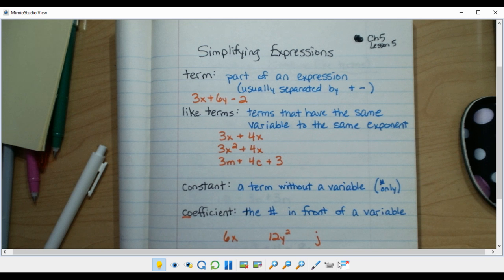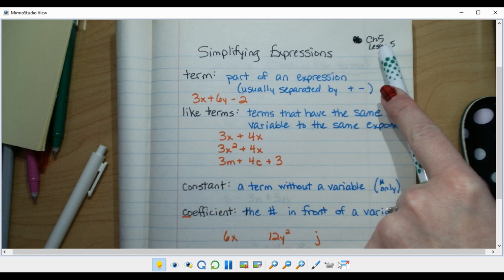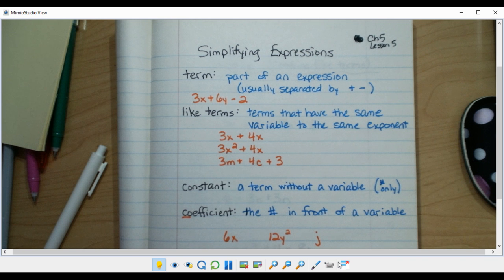So we are getting ready to start one of my favorite sections of the entire year. This is the meat of algebra. You are about to learn where all these letters and everything comes from. It's not that hard, but there are little tiny details that you really need to pay attention to. So, chapter 5, lesson 5, if you need to look anything up in your book. The official title for this is called Simplifying Expressions.